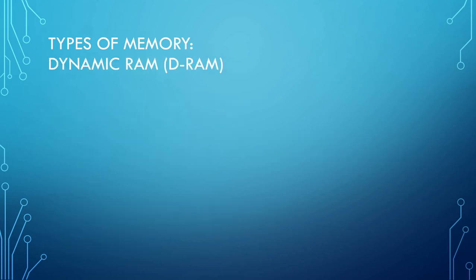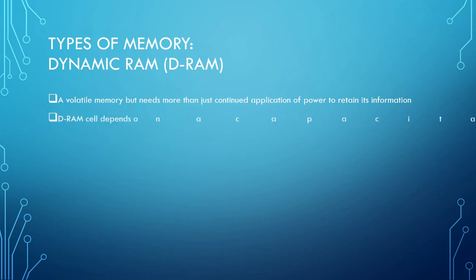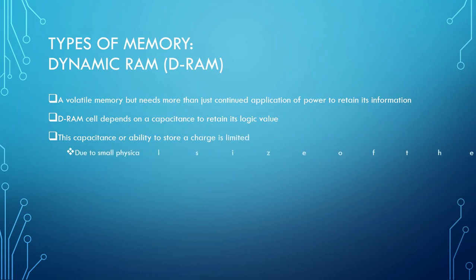Types of memory. Dynamic RAM, DRAM. A volatile memory but needs more than just continued application of power to retain its information. A DRAM cell depends on a capacitance to retain its logic value. This capacitance, or ability to store a charge, is limited. Due to the small physical size, the capacitor must be recharged, or refreshed, frequently. The refresh action is called a refresh cycle.